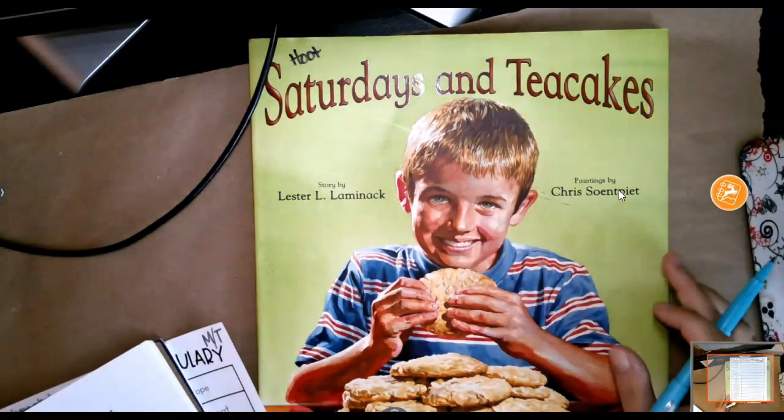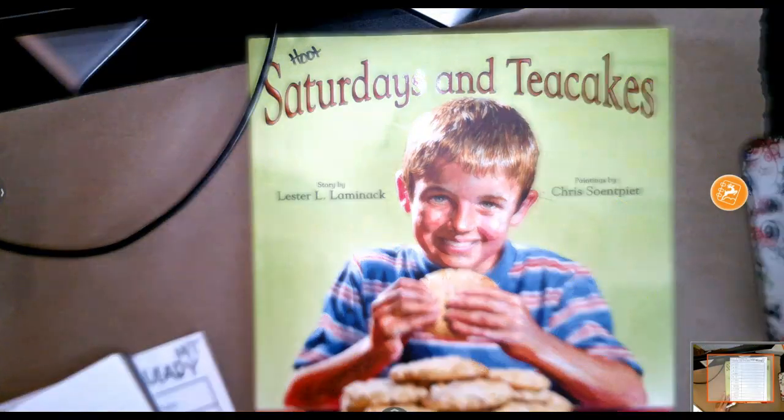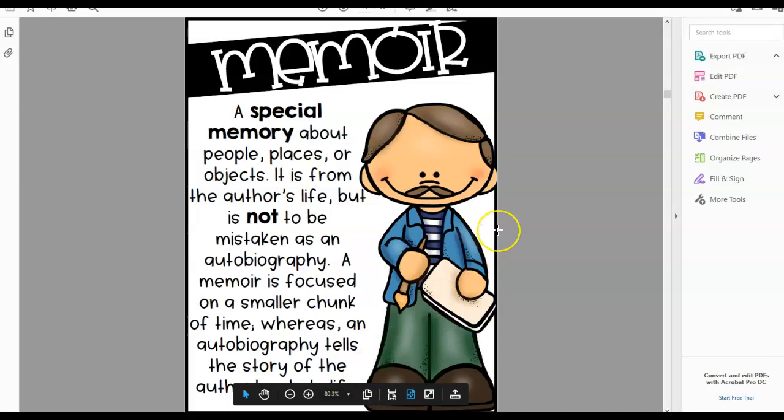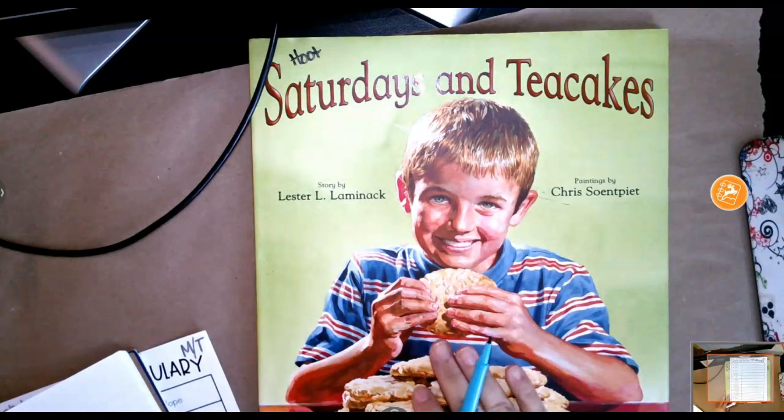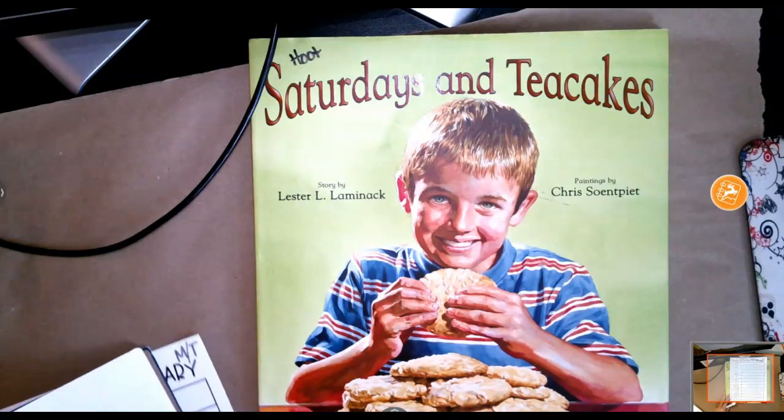Now this story is a memoir. You may be wondering, what is a memoir? So let's look. A memoir is a special memory about people, places, or objects. It is from the author's life, but is not to be mistaken as an autobiography. A memoir is focused on a smaller chunk of time, whereas an autobiography tells the story of the author's whole life. So think of a memoir as just a special memory. It's a non-fiction book that's telling facts about somebody's life, but it just focuses in on one specific time in their life. A special memory that they want to share in a book.